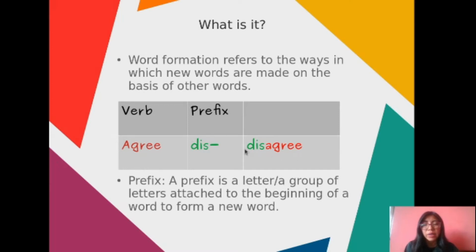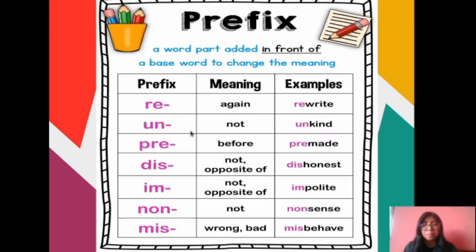But we have to understand what is a prefix, okay? So let's go see. A prefix is a letter, a group of letters attached to the beginning of the word to form a new word. It means we are going to use the prefix at the beginning part of the word. Okay, we are going to attach. Vamos a unir el prefijo al inicio de la palabra in order to create a new word. Okay? We are going to see more examples of prefixes, okay?